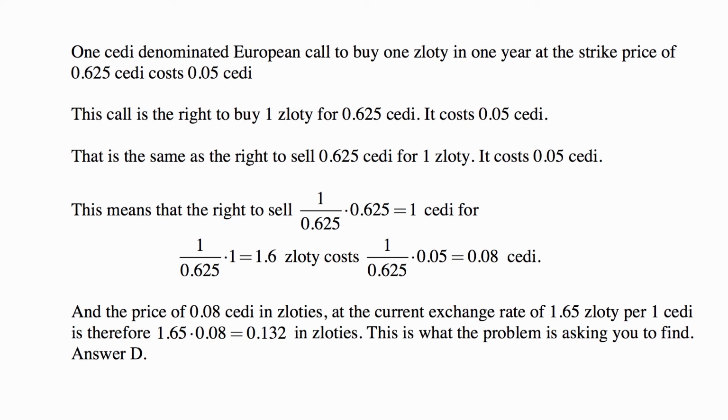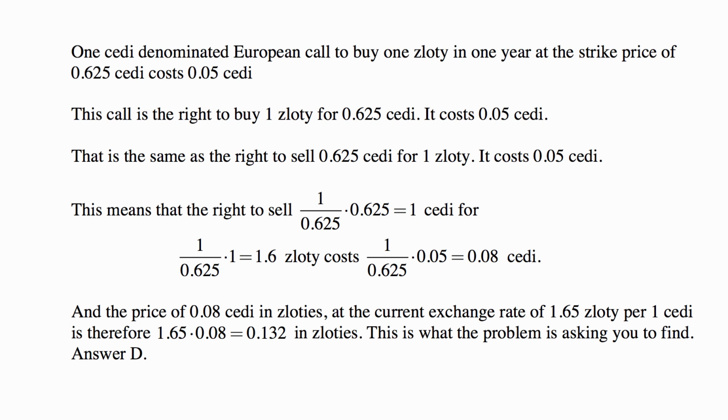We solved the problem using a formula, which is great. But you can solve it just by thinking about the meaning of all the terms. A straightforward reason: we are given that one cedi-denominated European call to buy 1 zloty in 1 year at the strike price of 0.625 cedi costs 0.05 cedi. So this call is the right to buy 1 zloty for 0.625 cedi. That right costs 0.05 cedi. But that right is the same as the right to sell 0.625 cedi for 1 zloty, because that's what you are doing. And it costs 0.05 cedi.